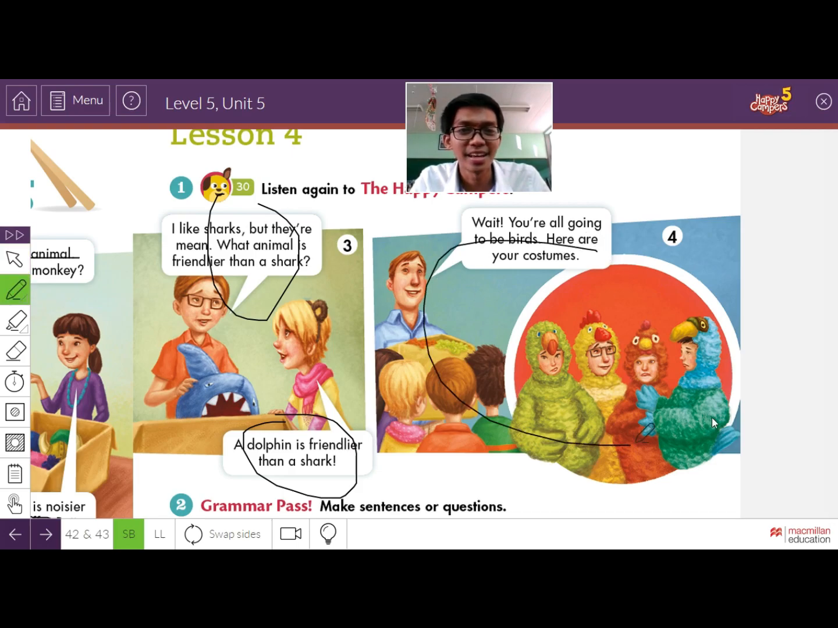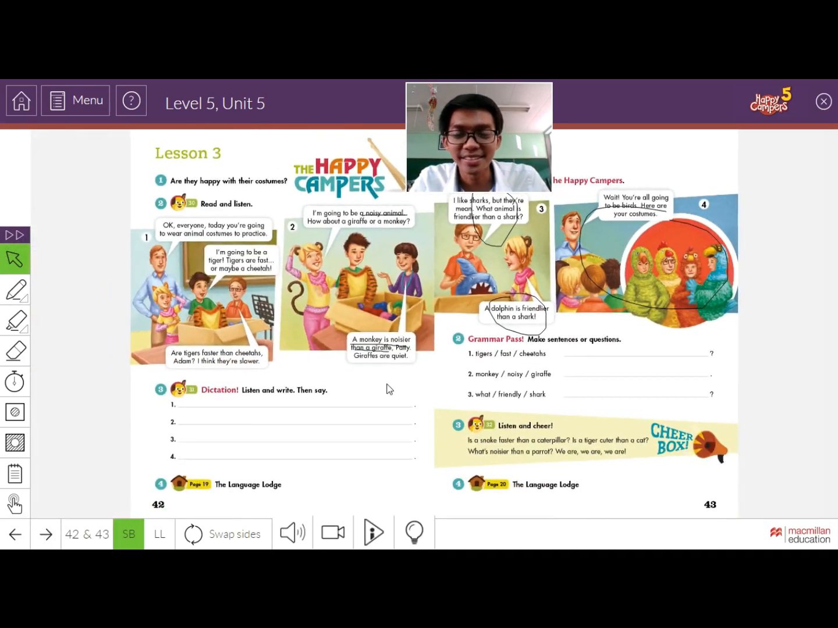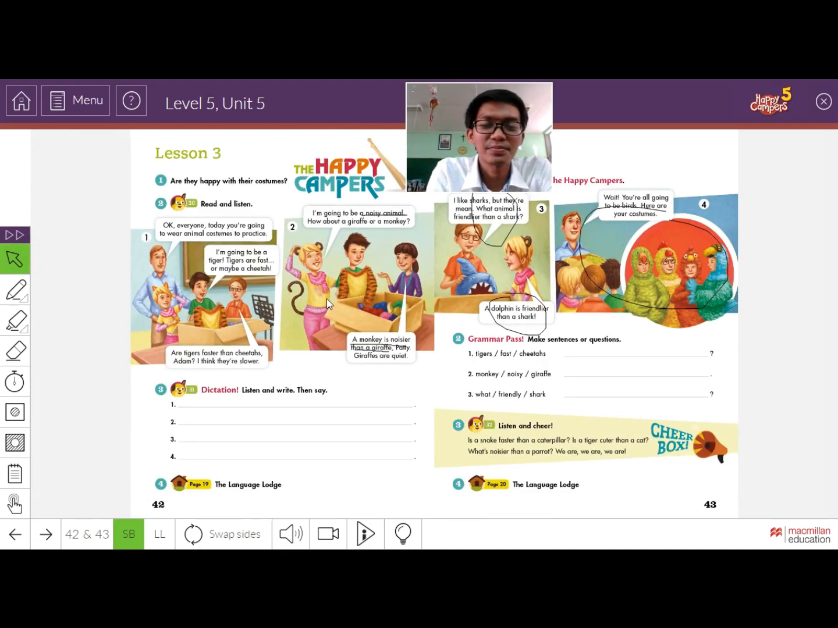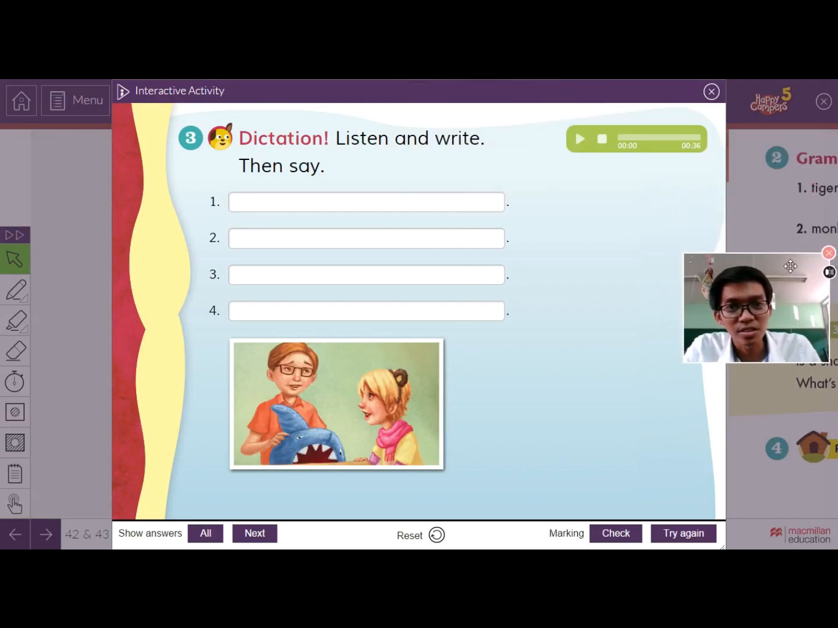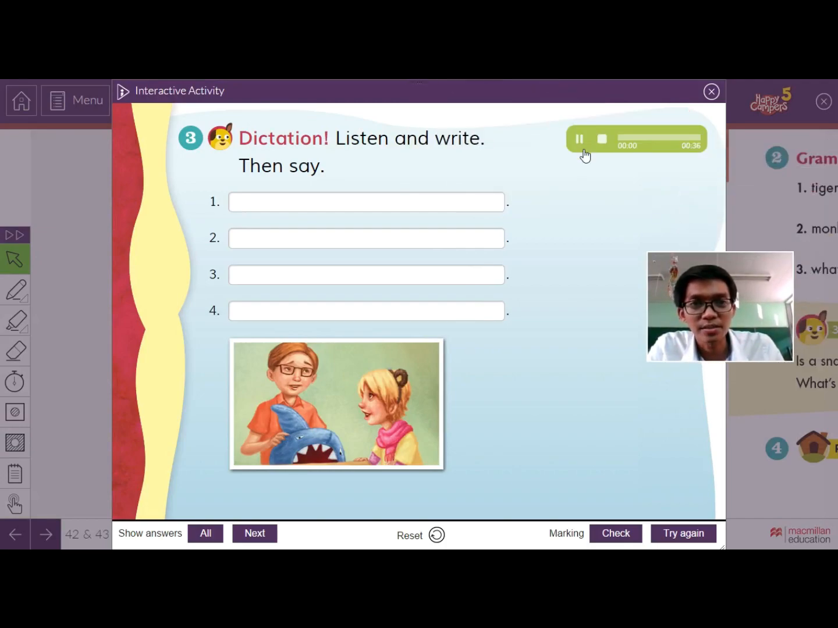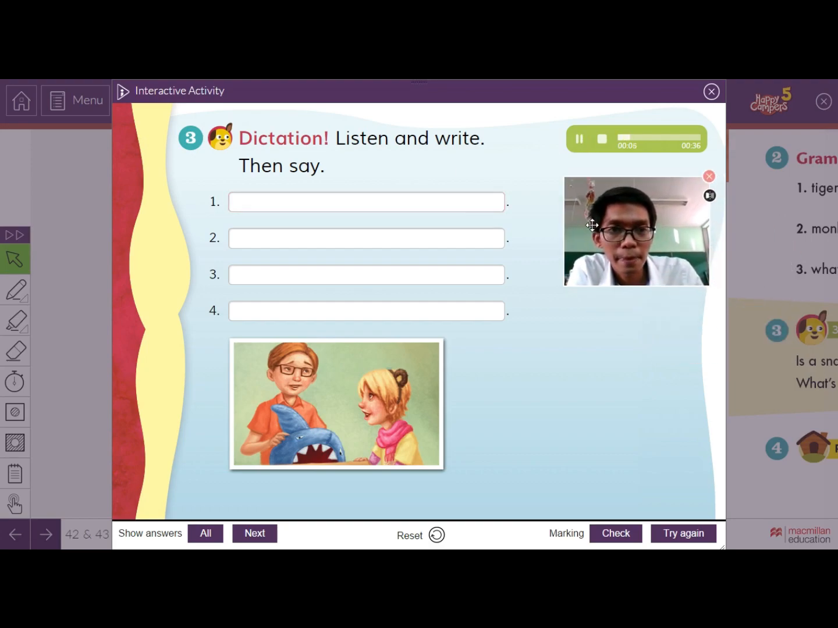Okay, so now, because you just have online learning, I want you to practice this conversation at home. Don't forget to practice your pronunciation. Now you're just going to listen to this part. Unit 5, Lesson 3, Activity 3, Dictation. Let's write the sentences that you hear. Listen and write. Then say.